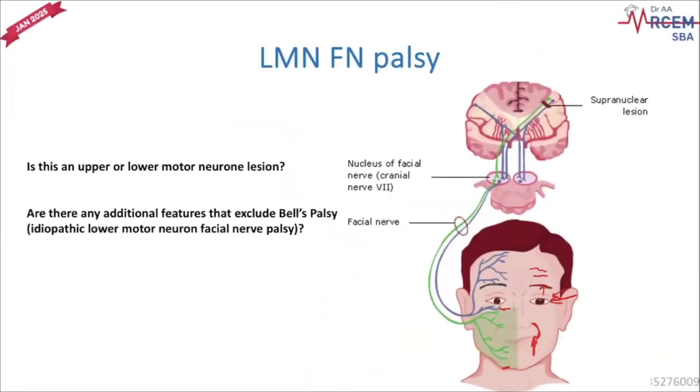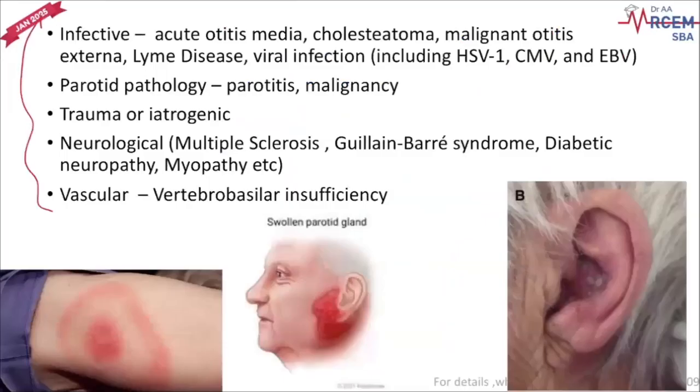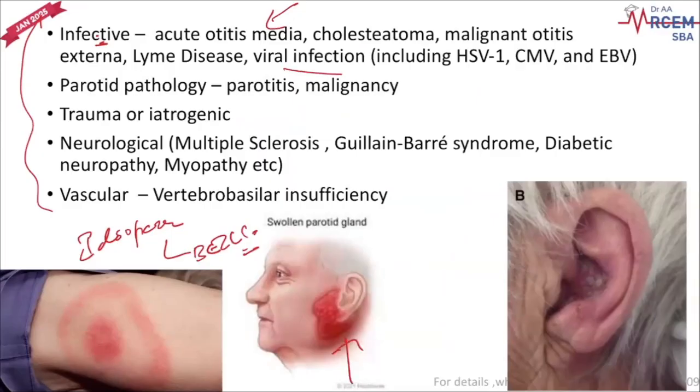Lower motor facial nerve palsy can be because of various causes. Most common cause is idiopathic, we do not know. Idiopathic is known as Bell's palsy. Sometimes it might be because of an infection, for example, a middle ear infection or viral infection. Sometimes it might be parotid gland enlargement, a malignancy of the parotid gland, or inflammation of the parotid gland. Sometimes some neurological conditions like diabetic neuropathy or GB syndrome can predispose to it. Sometimes an infection like Lyme disease, where classically you see a target lesion, can be the cause. Vascular insufficiency, that is vertebrobasilar artery insufficiency, can have it.